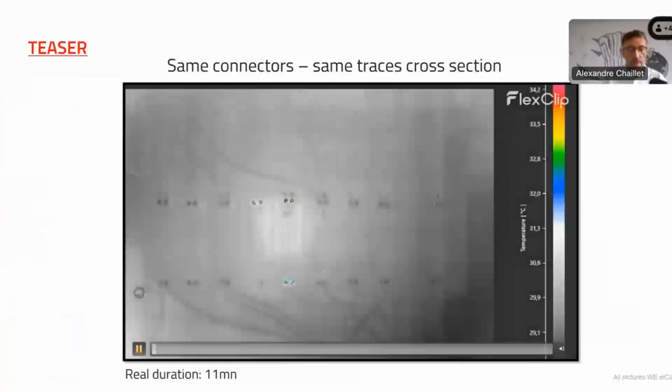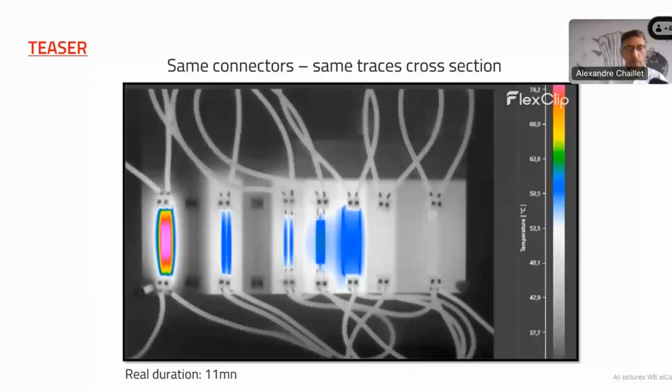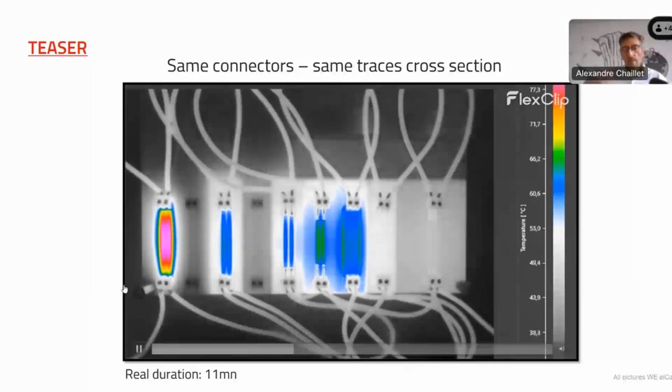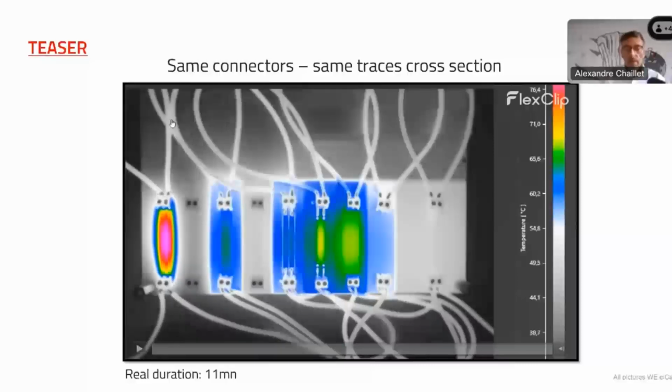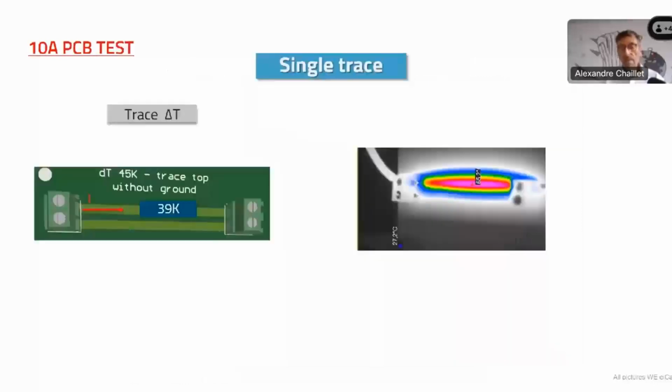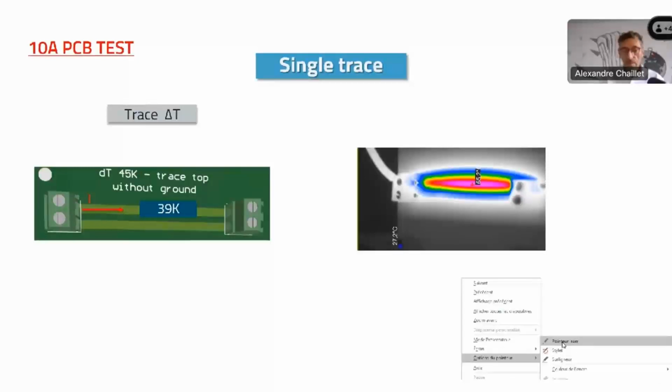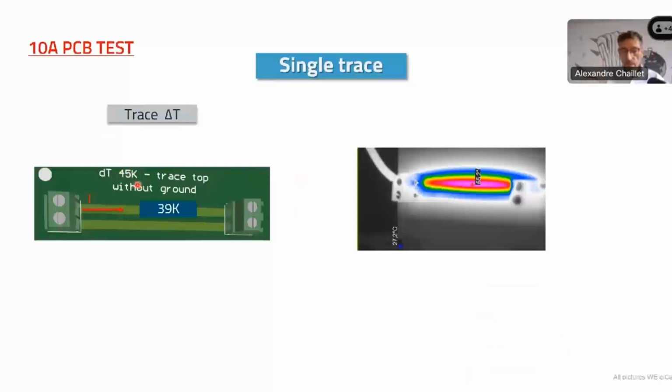So that's a video that lasts 11 minutes, because of course the temperature takes a long time to increase. And this is something that you can see. This is always the same current, the same traces, the same wire, the same connectors. And you can obviously see that the temperature is definitely not the same. This is what we will study right now. So I will come back to the trace delta T in Kelvin in reality. That's 13 in reality. So that's confirmed that IPC 2152 gives predictable values.